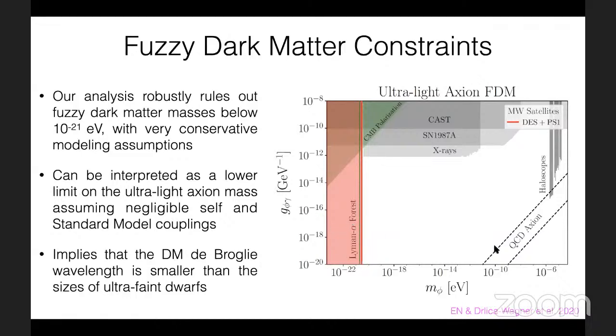There's still many orders of magnitude to go. If we're coming at it from a low mass direction, there are many orders of magnitude to go until hitting the canonical QCD axion region of parameter space. But I think that'll probably take qualitatively different ideas to reach. So in terms of structure formation, we can think of this as saying that the de Broglie wavelength of dark matter has to be smaller than the sizes of the ultra-faint dwarf galaxies. So it has to be smaller than a kiloparsec, roughly.